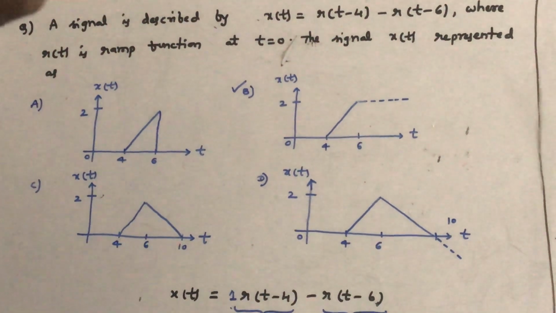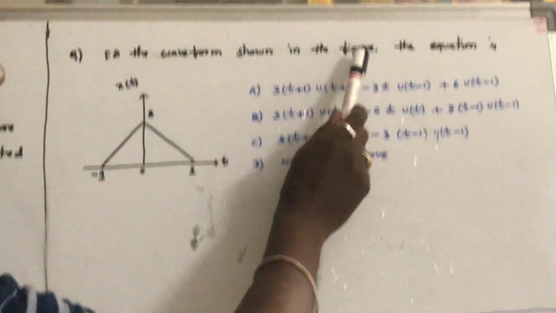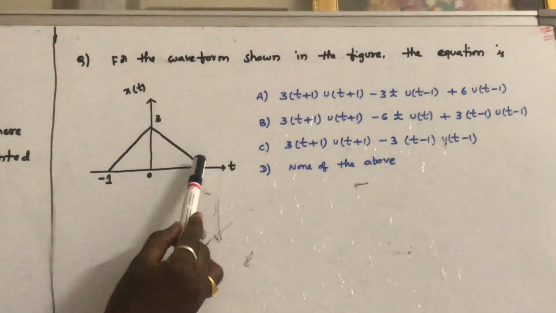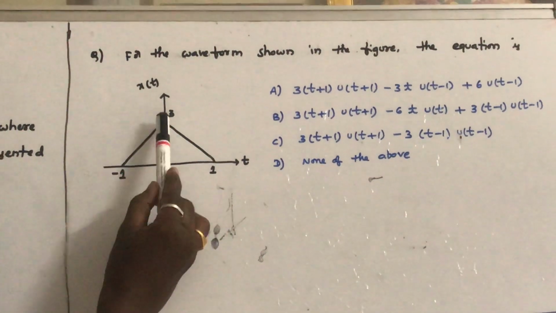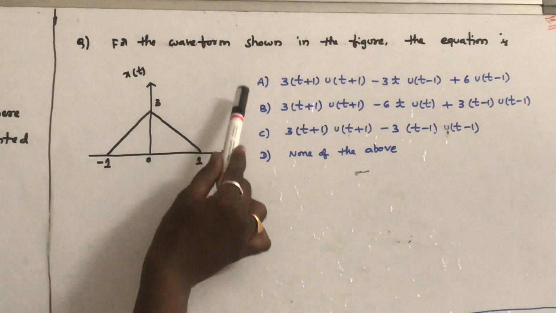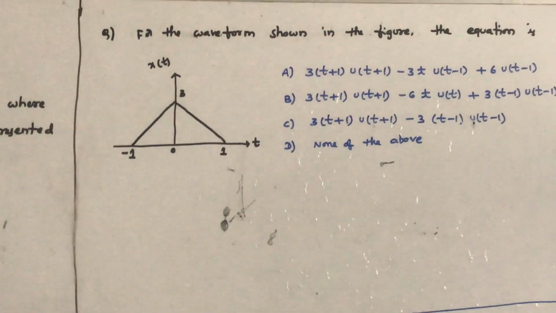Okay. Now coming to the next objective question. For the waveform shown in the figure, the equation is, so here a waveform is given, some triangle shaped waveform. For this waveform, which of the options A, B, C, D is correct? Okay, very simple problem. First let us see.